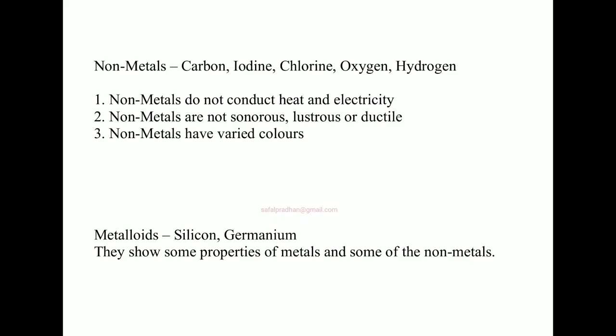Inner duita bike, there are some elements which are called metalloids. They actually have both the characters of metals and non-metals. Metal ko bhani characters huncha, non-metal ko bhani character huncha. So I have given two examples here, silicon and germanium. Inner duita, they are metalloids, we can say like that.